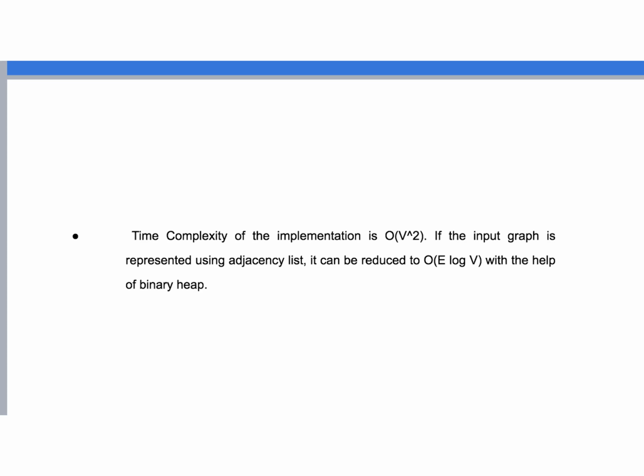So the time complexity is the same as Prim's, O of V squared. For an adjacency list, which we used as before, it'll be O of E log V, where V is the number of vertices and E is the number of edges.